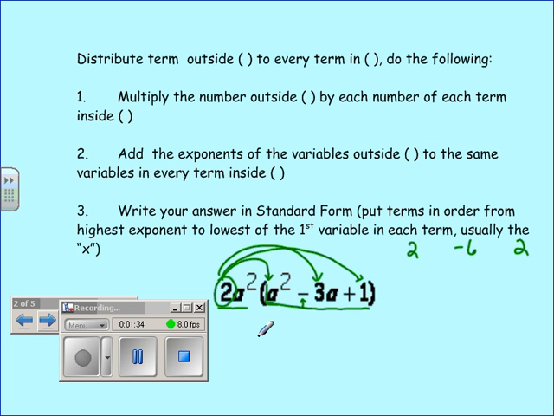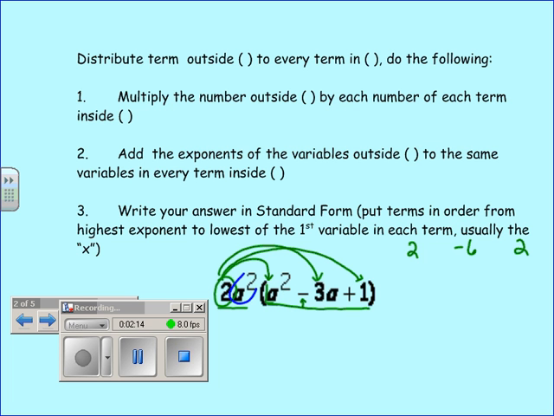Okay, in the next step it says we're going to add our exponents of the variables on the outside of the parentheses to the same variables that are in every term inside the parentheses. And what this means is that I'm going to multiply my variables together, the one on the outside to each of the ones on the inside. But as you remember from the properties of laws of exponents, anytime you multiply something together with exponents, you just simply add those exponents together. It's important though that you make sure that you're multiplying the same variables together. In this one we only have a's, but later we'll have other examples.